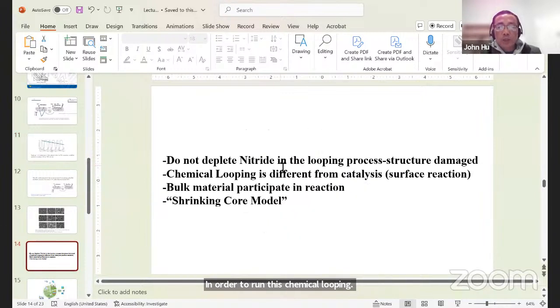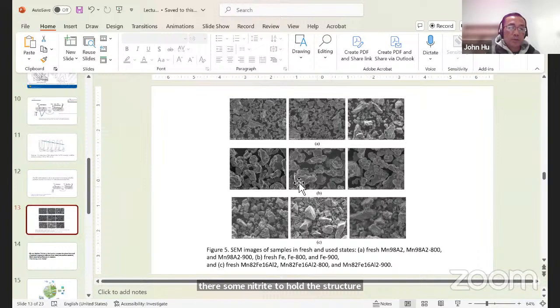So let's say the theoretical yield is 10%. In order to run this chemical looping, do not deplete the nitride in the looping process. Deplete means do not let 10% nitrogen come out. You do 5%. Follow me? Or 3%. Then you do the next looping. Always keep some nitride in there to hold the structure. Otherwise, your morphology will change. Make sense? Yes, sir.